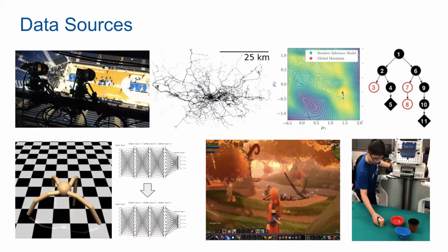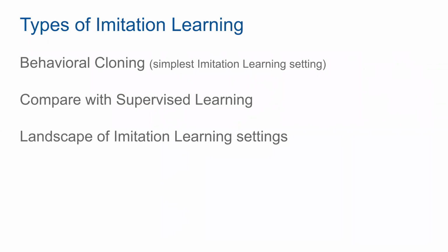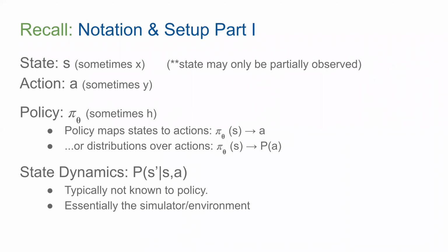And there are many data sources. In imitation learning, you need access not just to a simulator, but the ability to collect demonstrations, which isn't always obvious. But in learning to optimize, demonstrations come from, for example, better solvers, or solvers that we can run at training time that might be too expensive to run at test time. There are other demonstrations that we can collect as well for other applications. We're going to talk about basically two types of imitation learning, behavior cloning and one other type, and then I'll briefly mention the full landscape.